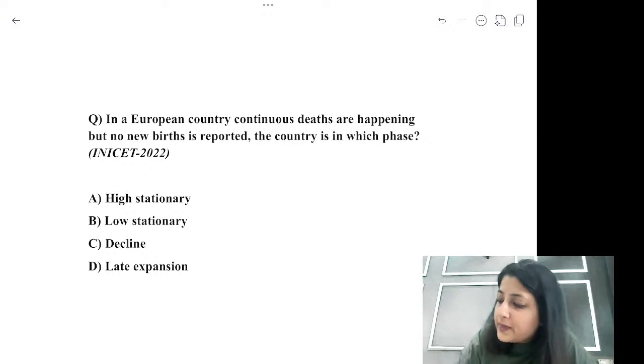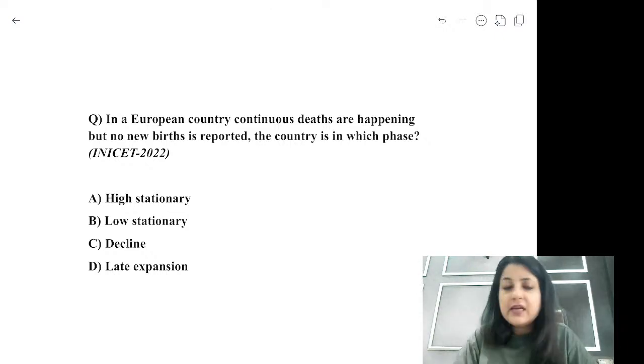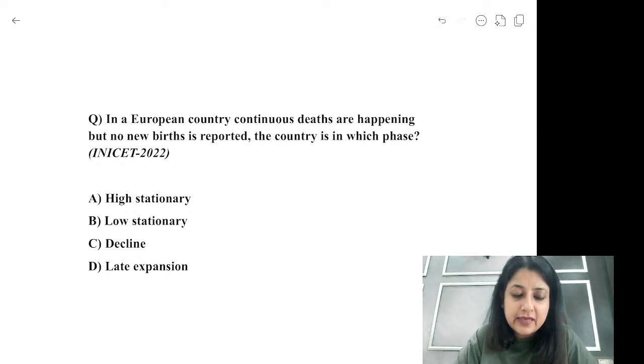See, in a European country, continuous deaths are happening, but no new births are reported. The country is in which phase? Can you tell me? We'll discuss the maximum and minimum gap through an MCQ. Okay? In these sessions, all topics will be discussed via MCQ. So we'll go to that MCQ.